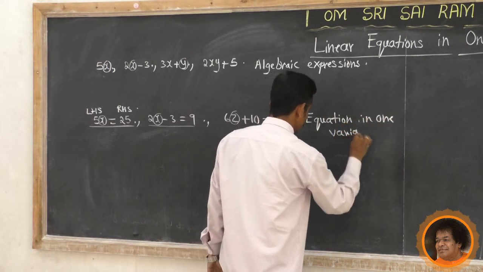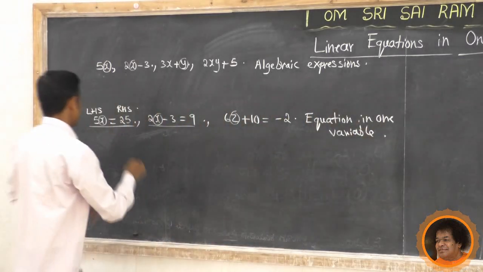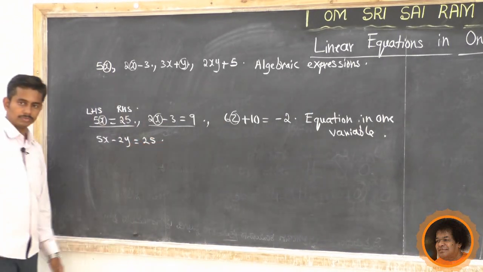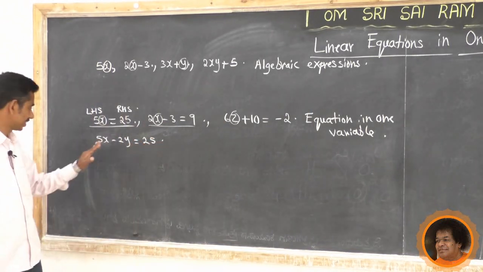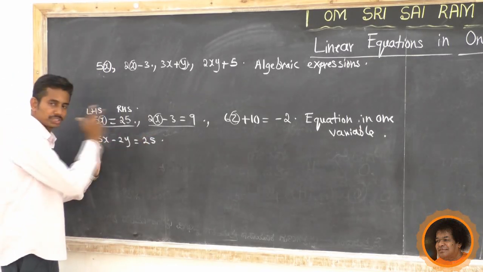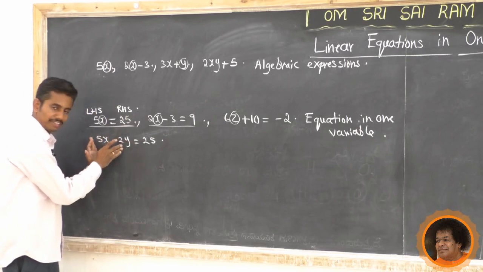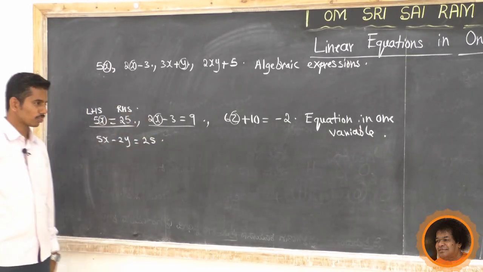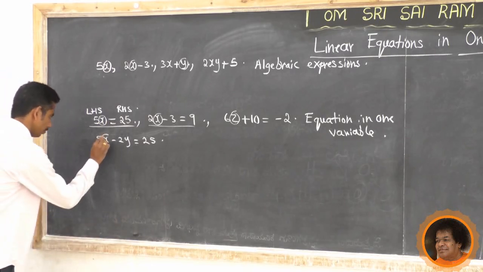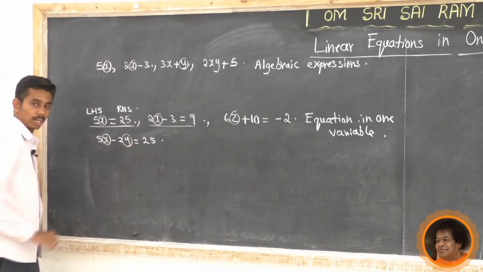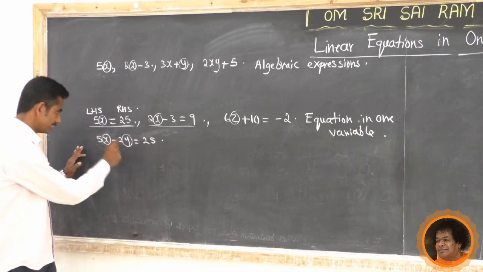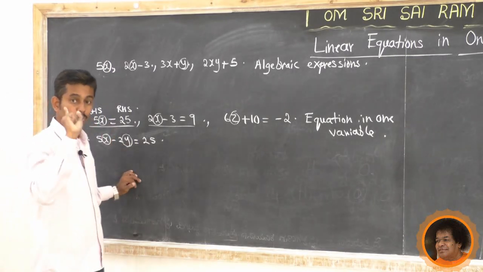If I write 5x minus 2y equal to 25, is it an equation? Yes, it is also an equation. Why is it called an equation? Because it is equality of two different algebraic expressions, with equal symbol, left hand side, right hand side. Now tell me, is it an equation in one variable? No, because one variable is x, and there is another variable. How many variables are present in this equation? Two variables. So this is called an equation in two variables.